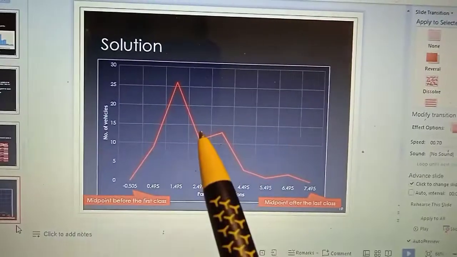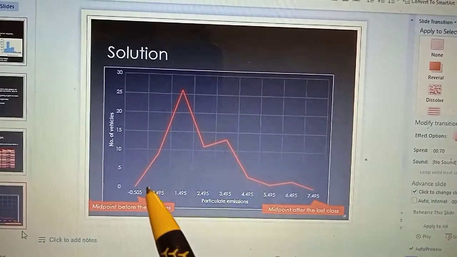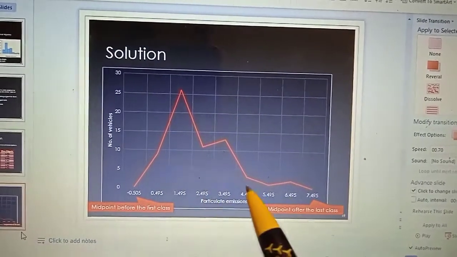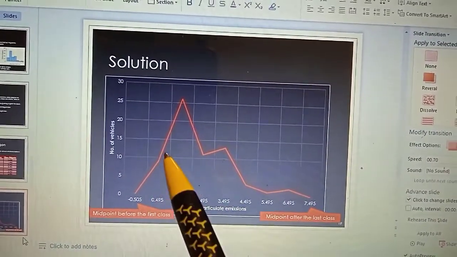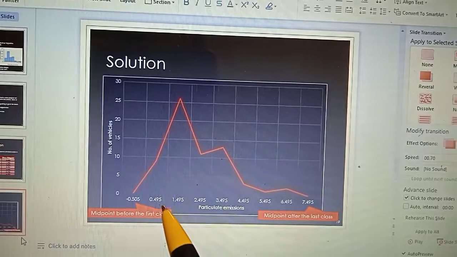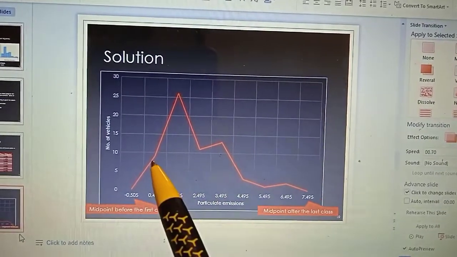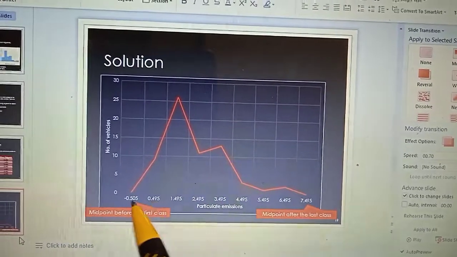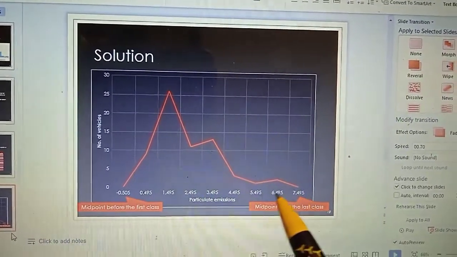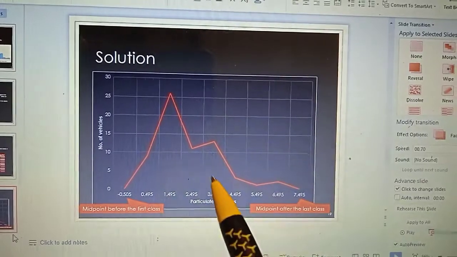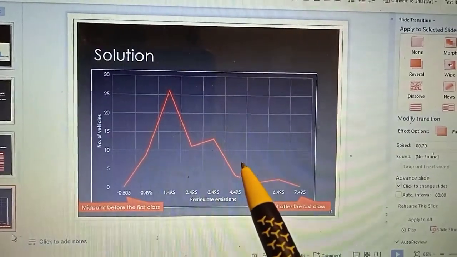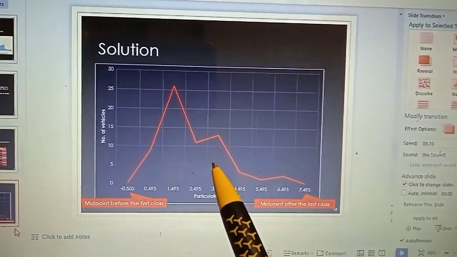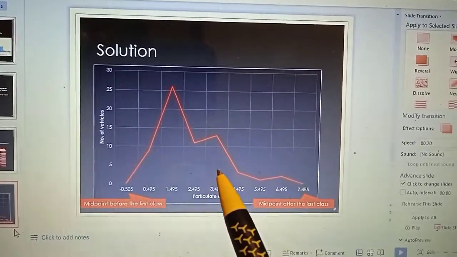Once we get all the midpoints for the classes, we connect one midpoint to another midpoint from the first class until the last class. So this is what we get for the polygon. This is one example of the graph called polygon.